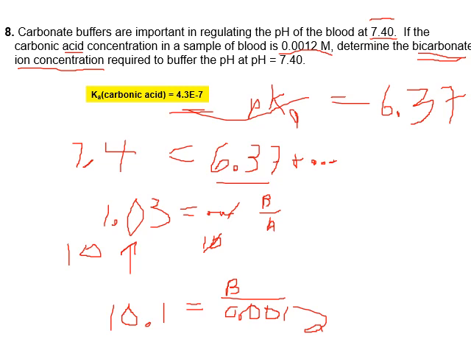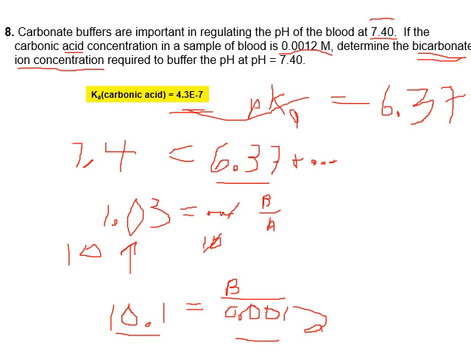There are 3 things, and I'm not even going to attempt to write them out: concentration, solubility, concentration, and molarity all mean the same thing. So anyway, we're supposed to find the concentration of this. So all we have to do is multiply this 0.0012 times whatever this number was, about 10.1.